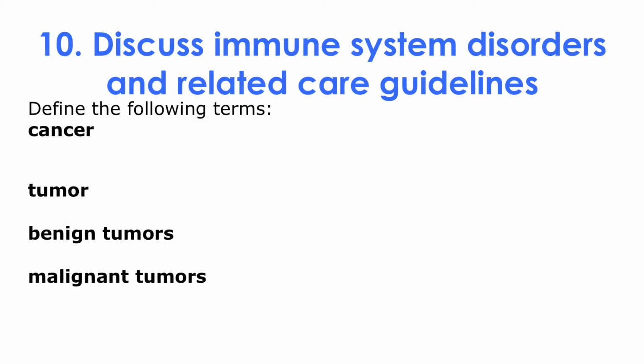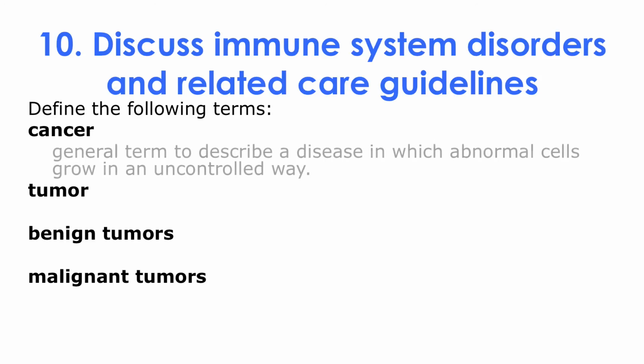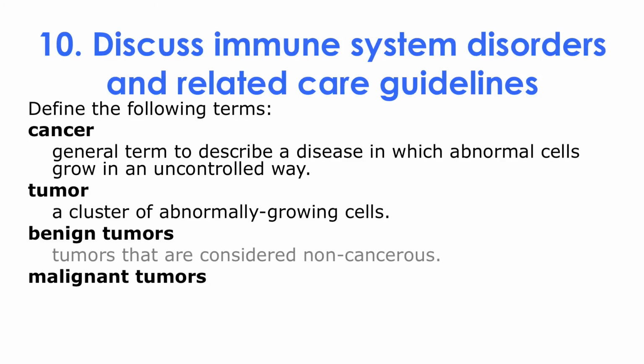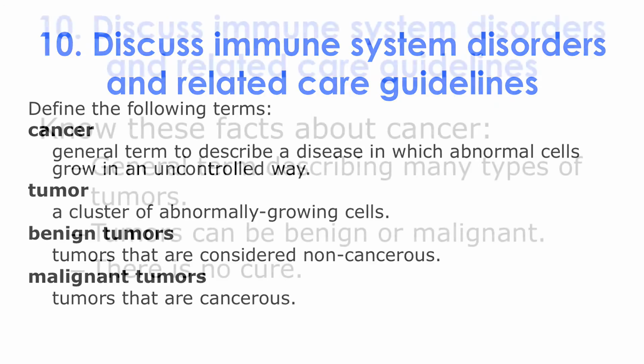Okay, moving on, we have to talk about cancer, tumors, benign tumors, and malignant tumors. So now we're getting into tumors, as Arnold Schwarzenegger would say. Cancer is a general term to describe a disease in which abnormal cells grow in an uncontrolled way. A tumor, on the other hand, is a cluster of abnormally growing cells. A benign tumor is considered non-cancerous, so it just stays in one spot and doesn't transfer. Whereas malignant tumors are cancerous, they spread and they can go to other areas.